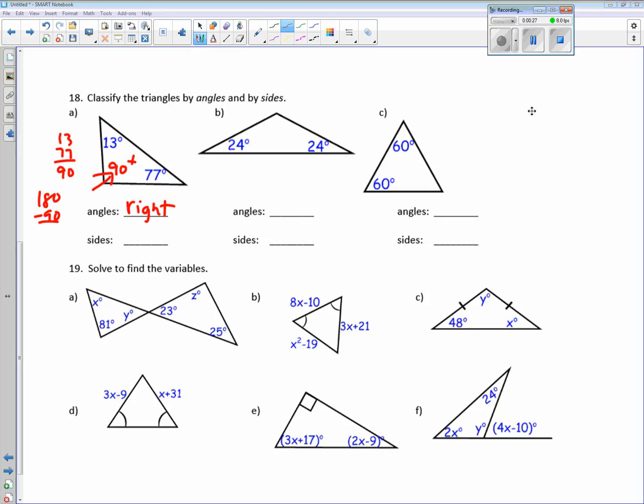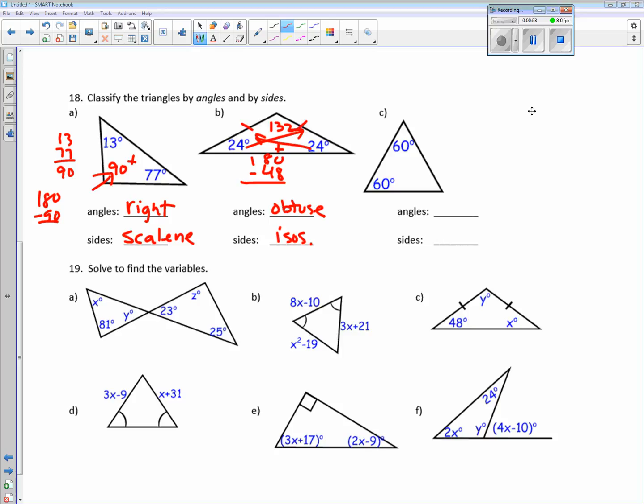And because none of the angles are the same, none of the sides are the same, so that would be scalene. As far as letter B goes, I have two angles that are 24. If I add those together, I get 48. So if I subtract that from 180 to get the missing third angle, that's 132. So if it has an angle that's 132 degrees, this would be obtuse. And because two of the angles are the same, that makes two of the sides the same. So that would be isosceles.